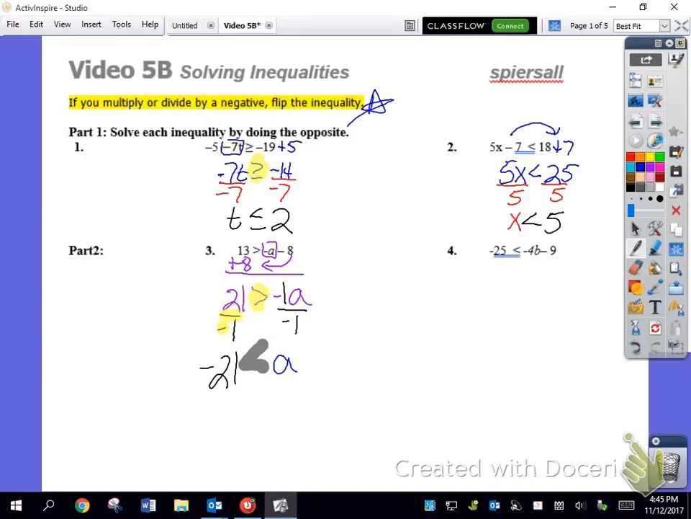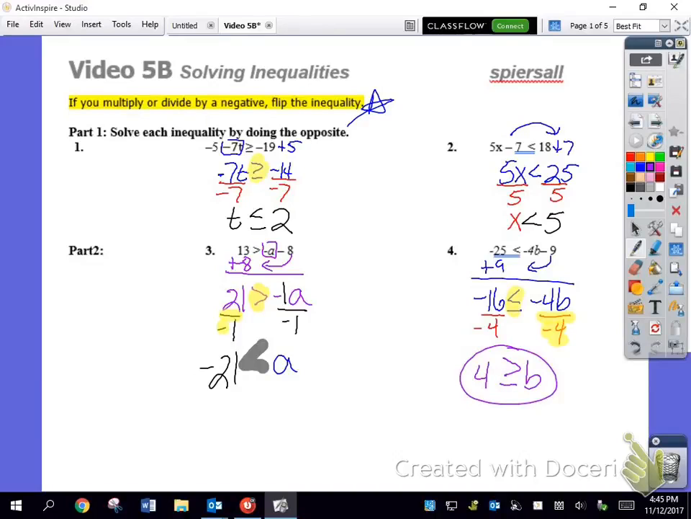On number 4, I need to move negative 9 to the other side, so that's a positive 9. So negative 16 is less than or equal to negative 4b. The opposite of multiplying by negative 4 is to divide by negative 4. Now you are dividing by a negative, so that means you've got to flip your inequality. So 4 is greater than or equal to b, and that's your answer.